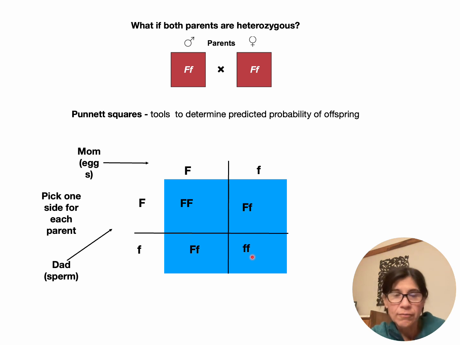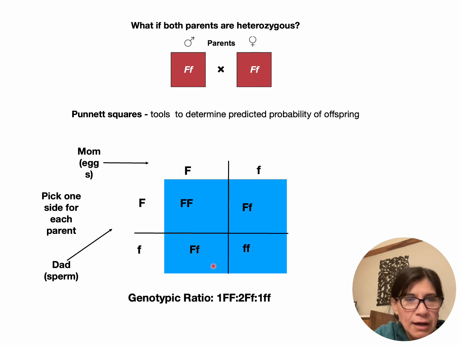And then you have to write this as probability. So out of 4 children, our genotypic ratio would be 1 big F, big F, to 2 big F, little f, to 1 little f, little f. That would be our genotypic ratio.